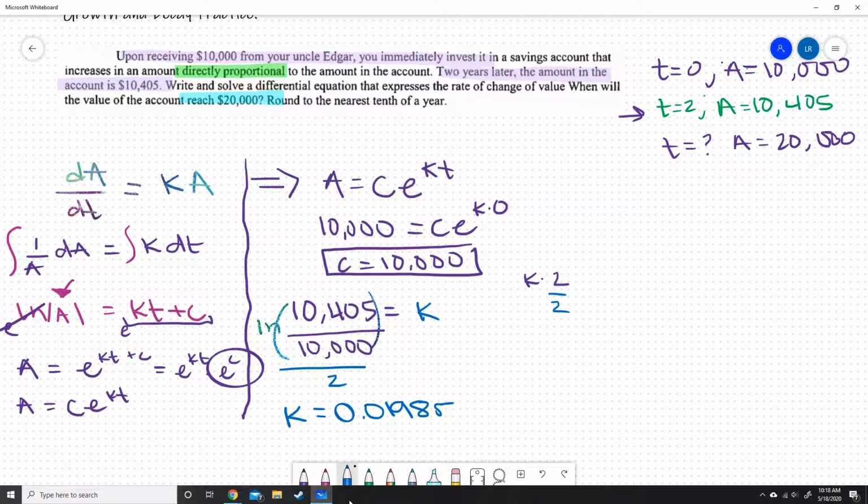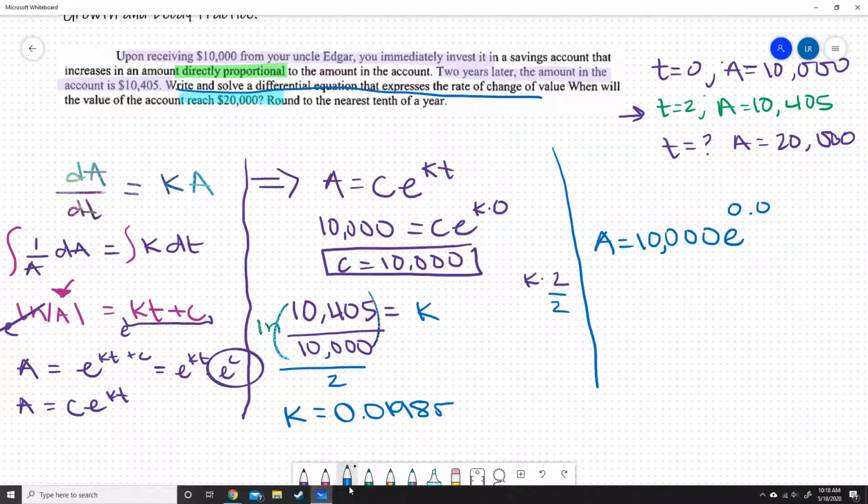So now we were able to write and solve the differential equation that expresses the rate of change. Okay, so our equation is A equals 10,000 e to the 0.01985 T. We have one more step in this problem. We wrote and solved the differential equation. We did a great job there. Now we need to figure out what is T when A is 20,000. We'll plug in 20,000 for A.